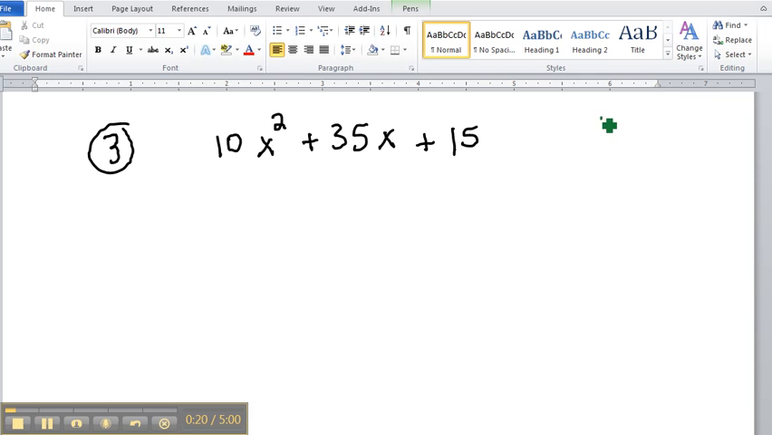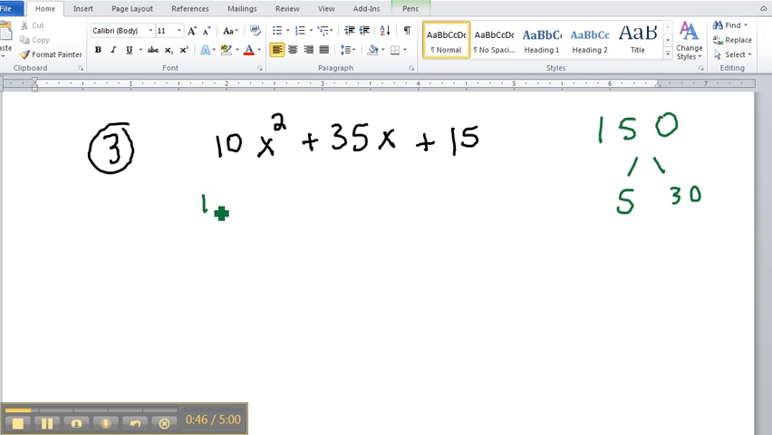and 10 times 15 is 150, and I want factors of 15 and 10 that when you add it you get 35. Well, I happen to know it's 5 times 30 because I worked this out earlier, but you would just have to kind of keep guessing. 5 times 3 is 15, and then 30 plus 5 is 35.